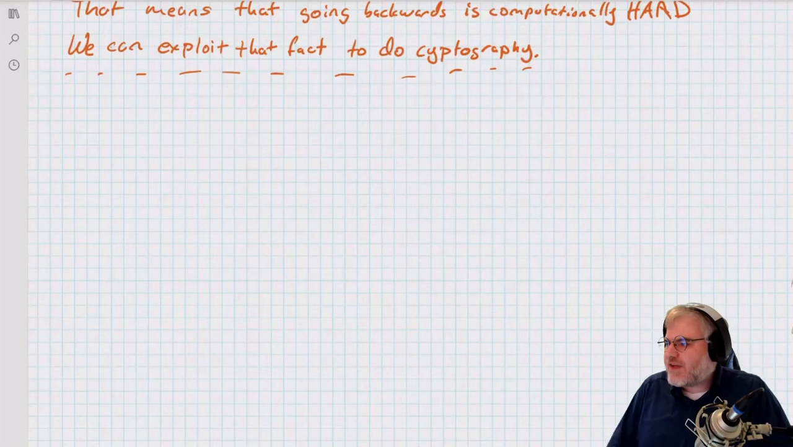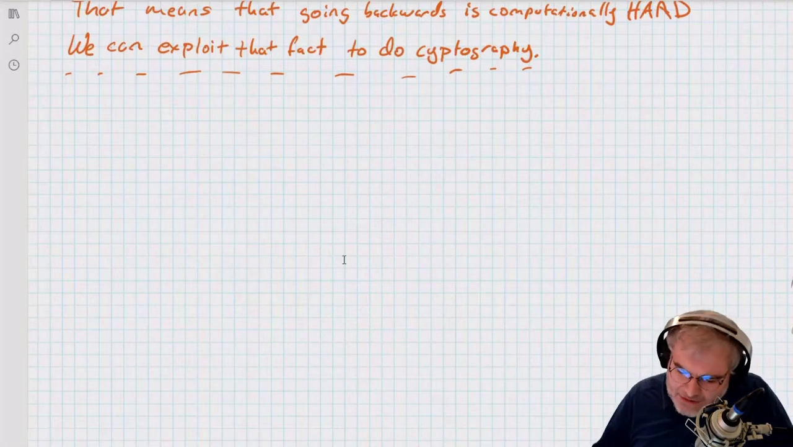So here's how Diffie-Hellman works. Okay? So I've got Alice and Bob.